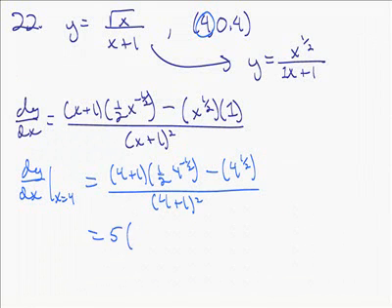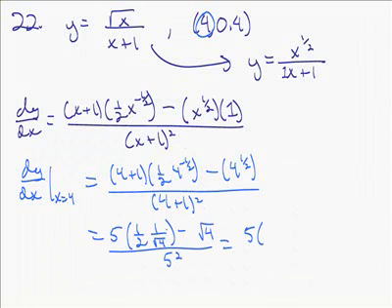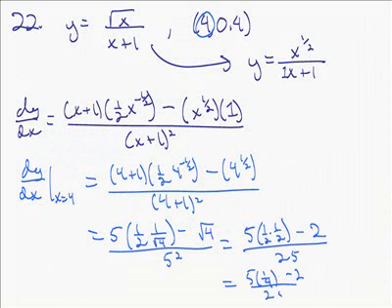We get 5 times, let's see, 1/2 times 4 to the negative 1/2, that's 1 over the square root of 4, minus 4 to the 1/2, which is the square root of 4, all divided by 4 plus 1, which is 5, quantity squared. So we get 5 times 1/2 times 1/2, minus the square root of 4, which is 2, all over 5 squared, which is 25. So we get 5 times a fourth minus 2 over 25. So we get 5 fourths minus 2, which is the same as 8 fourths, over 25.